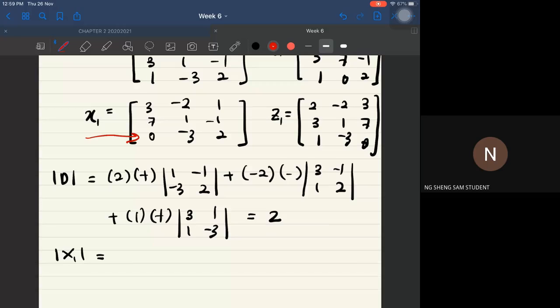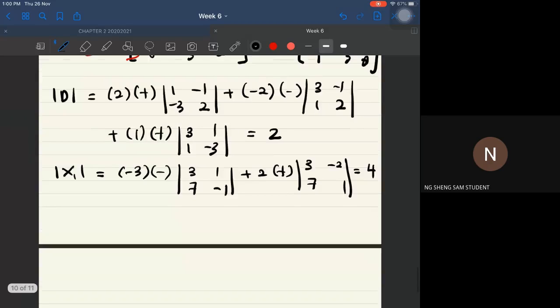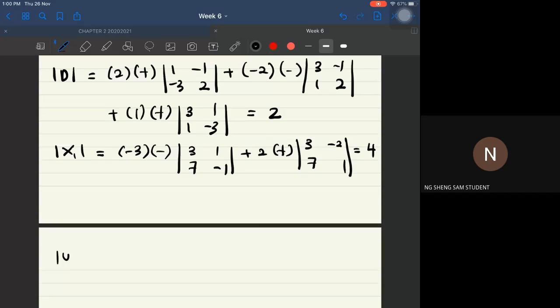Okay. So I will start with the second value. So the value is negative 3. The symbol is negative. So what will be inside here? 3, 1, 7, negative 1. Plus 2, symbol is plus, so what will be inside here? 3, negative 2, 7, 1. So if you calculate, you should get 4. Okay. And proceed with Y1 and also Z1.